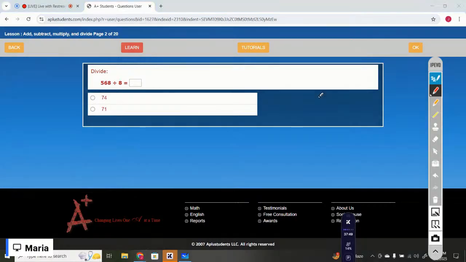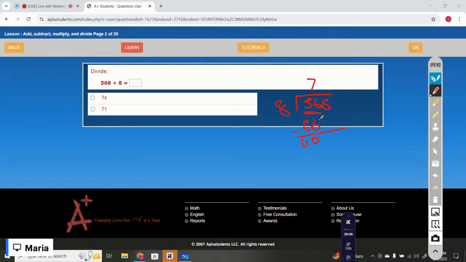568 divided by 8. So let's just divide. We cannot divide 5 by 8, right? Because 5 is smaller than 8. So let's just make it 56. Now we need to count a table of 8 until 56. So 8 times 7 is 56.